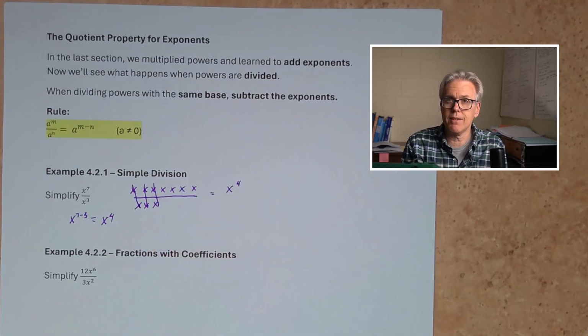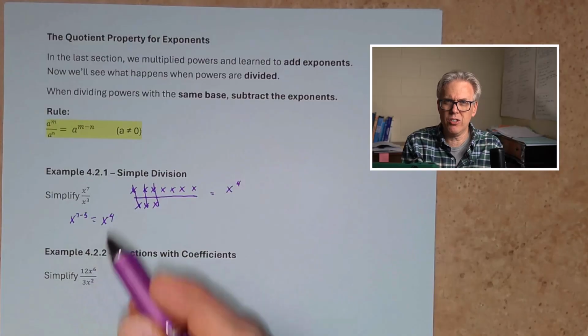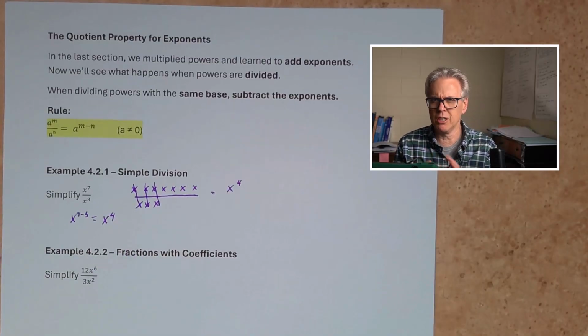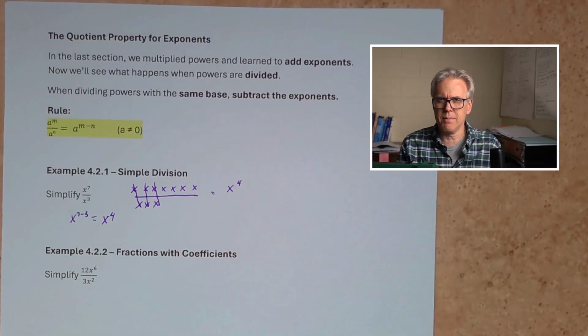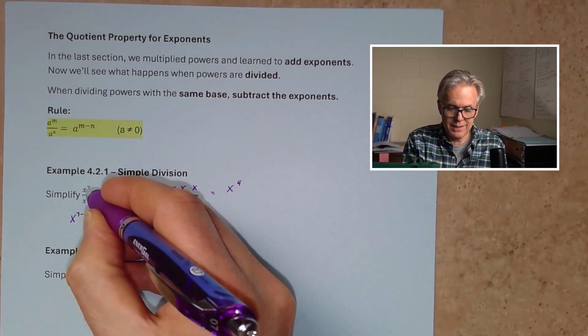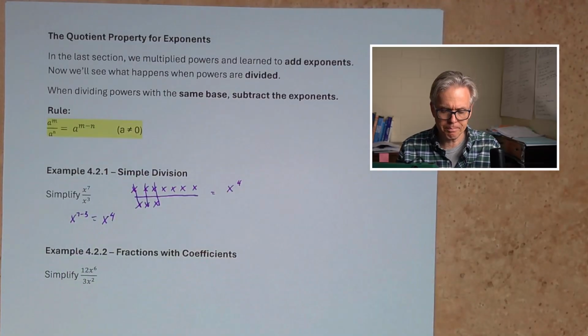Now, we could do that every time, but imagine when these get larger, and particularly if you get multiple variables, you don't want to do that. So we look for ways to be efficient in math. And so we see, well, we can just subtract these exponents.